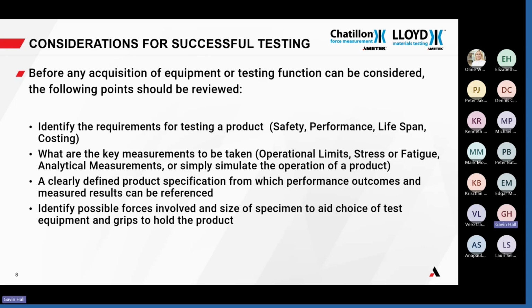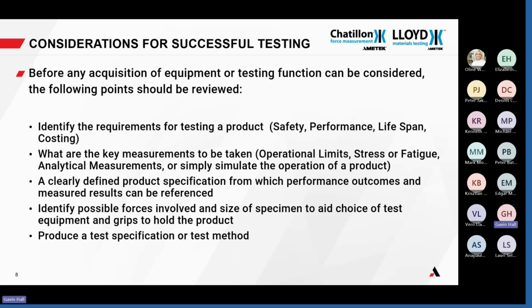Ideally, to help you specify a machine, it's nice to know the possible forces involved, the physical size of the specimen. This helps aid the choice of equipment and grips to hold the product. Sounds pretty obvious, but we have certain specifications for our machine, so we try and sort of contract out with an end user what they actually need. It's quite important because it can be overlooked.